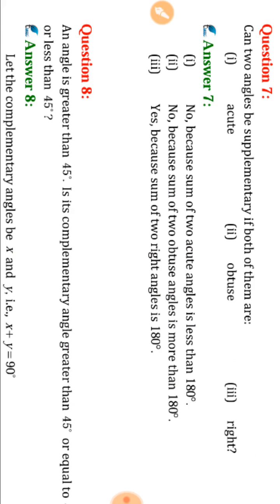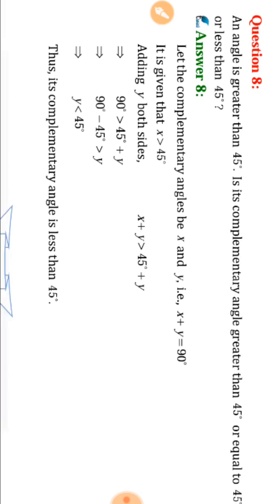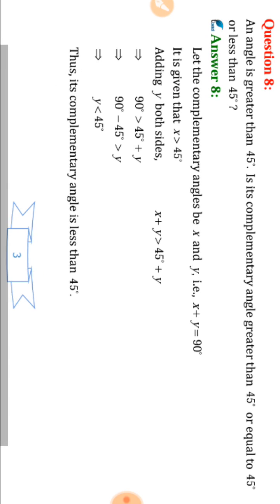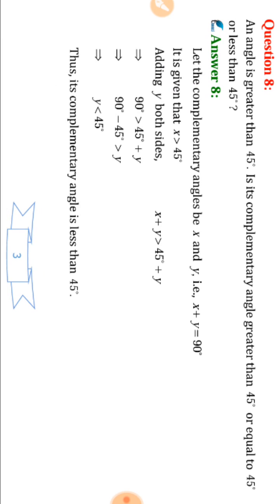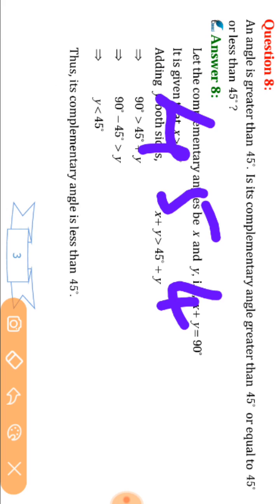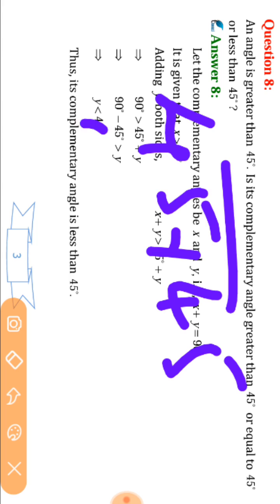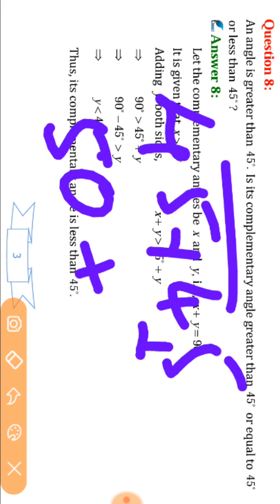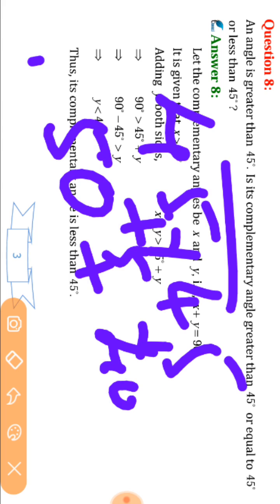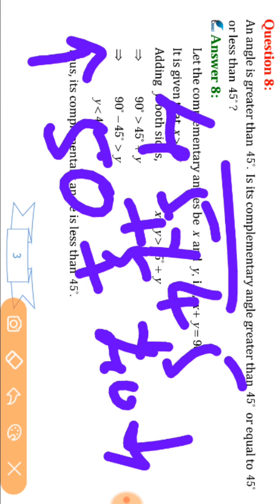Okay. Then the 8th one. An angle is greater than 45 degrees. Is its complementary angle greater than 45, equal to 45, or less than 45? See, maximum both equal means 45, which we have just now added. Its complementary angle greater than 45 means it may be 50 degrees. So what should the other be? If one is increasing by 5, the other is decreasing by 5, isn't it? So it is less than 45.